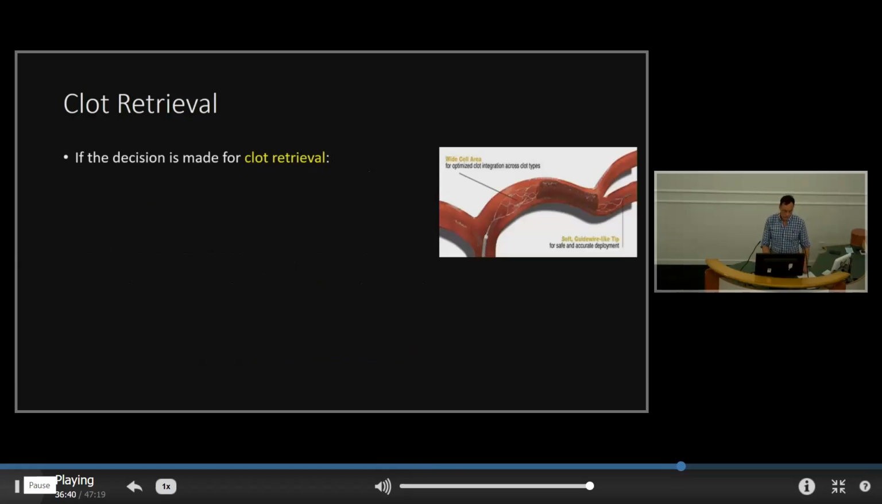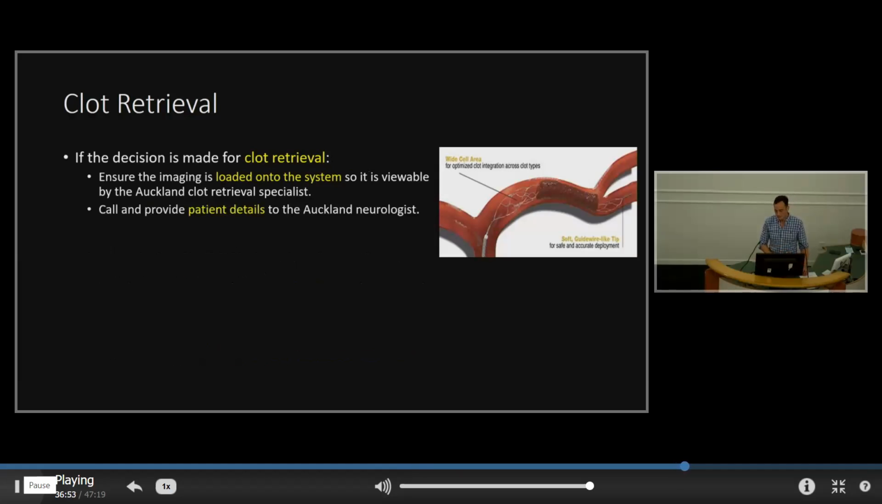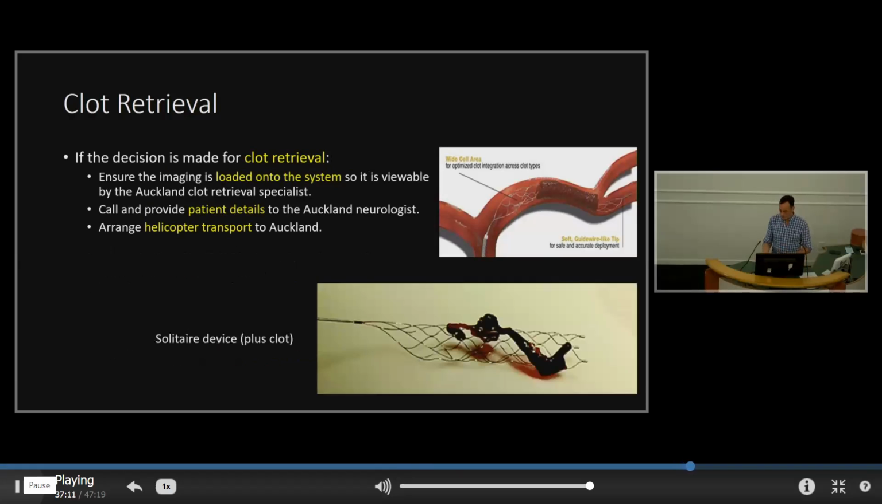If we decide for clot retrieval, it's a very streamlined process, getting more streamlined by the day. We first have to ask the radiologist to load the imaging onto the system so the Auckland specialist can see it. Next, call and provide the patient details to the Auckland neurologist through the Auckland switchboard, and then arrange a helicopter transport if they accept the patient. That's it. And then the patient is essentially whisked away. It's not always as easy as it sounds. There are often delays and other problems, but that's the essence of it. And up in Auckland, if they use their solitaire device, they hopefully will extract the clot and come out with something that looks kind of like that.